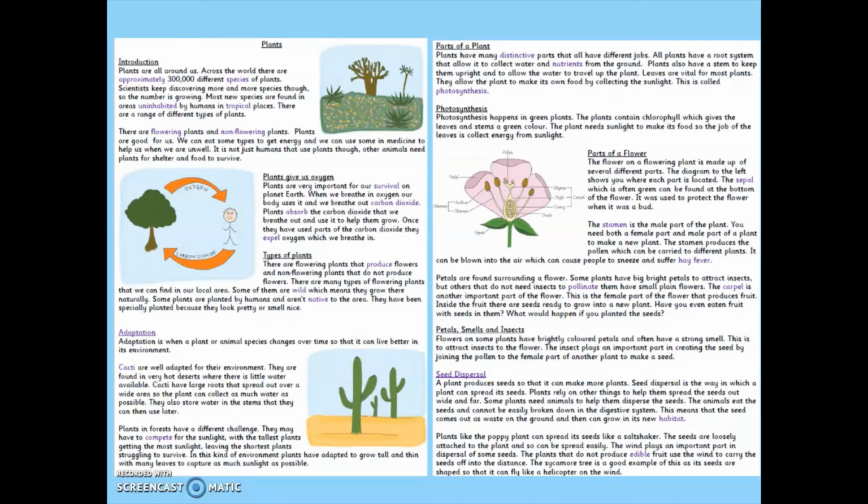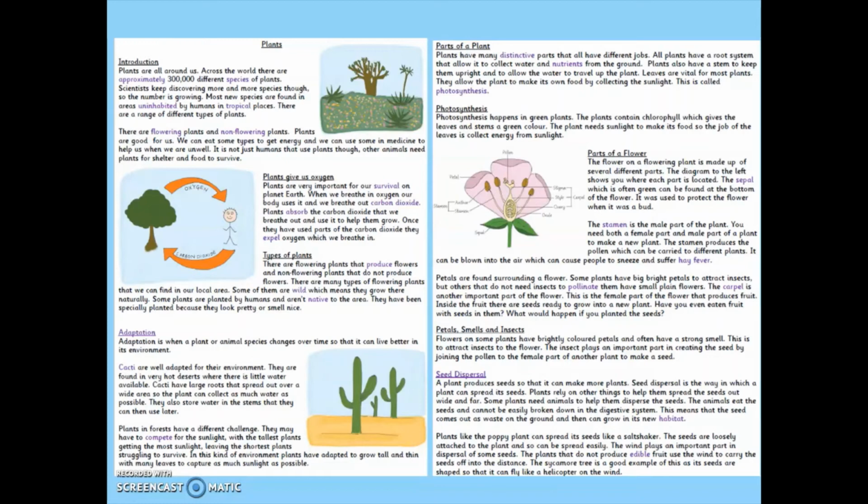Plants in forests have a different challenge. They may have to compete for sunlight, with the tallest plants getting the most sunlight, leaving the shortest plants struggling to survive. In this kind of environment, plants have adapted to grow tall and thin, with many leaves to capture as much sunlight as possible.